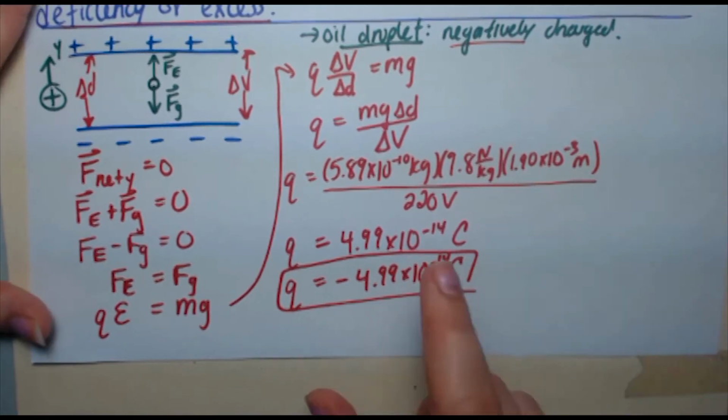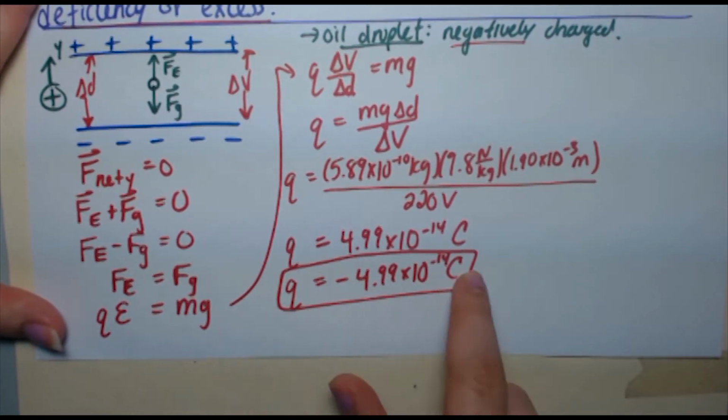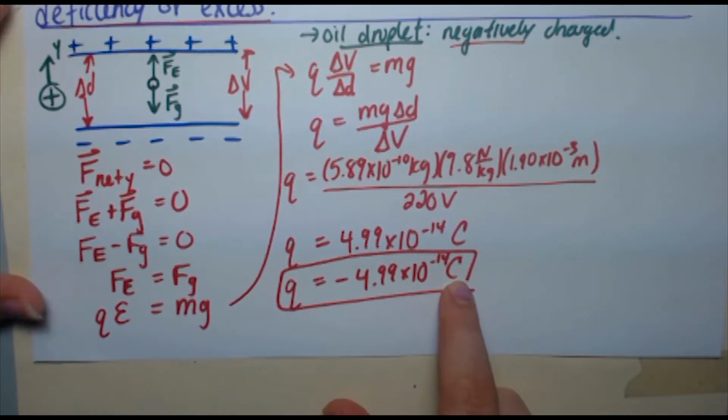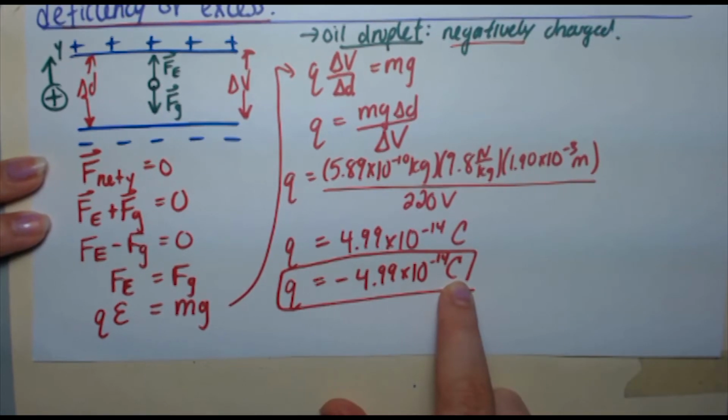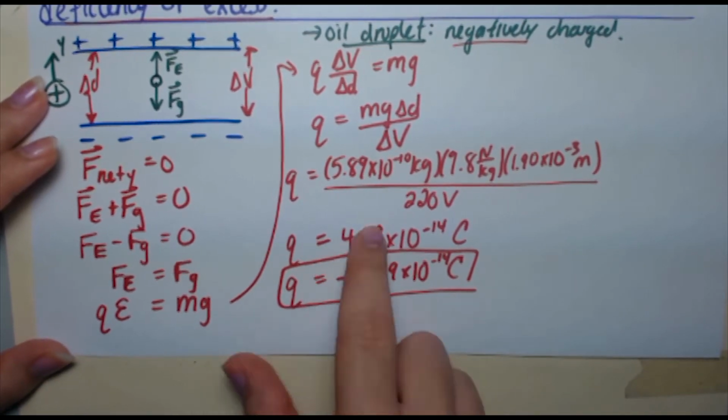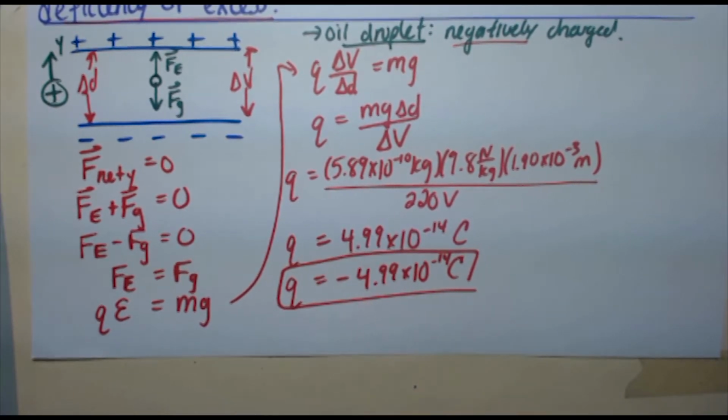In this case, my object isn't neutral. It has an excess charge. And that excess charge is minus 4.99 times 10 to the minus 14 coulombs. So if I want to figure out how many electrons there are, well, first of all, look at this. Electrons are negatively charged. So if I have a huge negative charge, that means I have an excess of electrons. Okay? That means I have too many electrons because I have too much negative charge. I have a net negative charge.